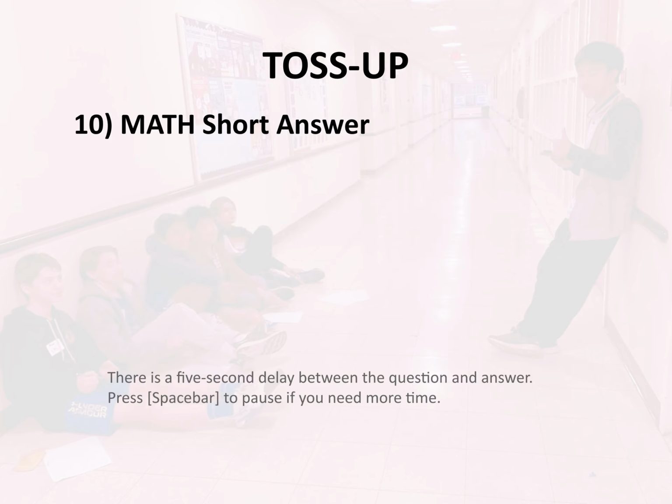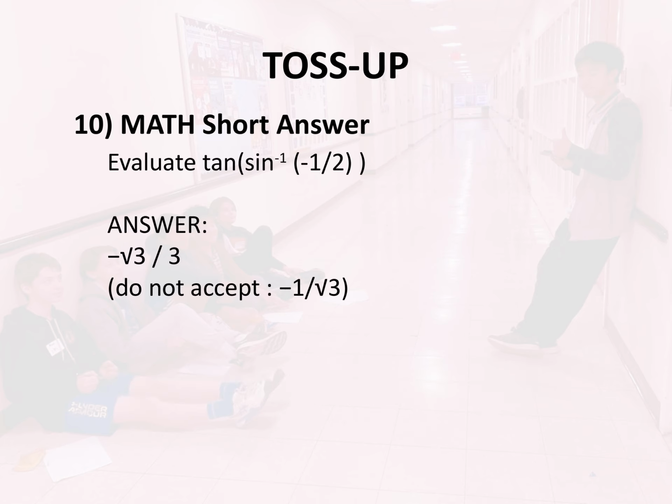Toss-up 10. Math. Short answer. Evaluate tangent of the inverse sine of -1/2. Answer: negative square root of 3 over 3.